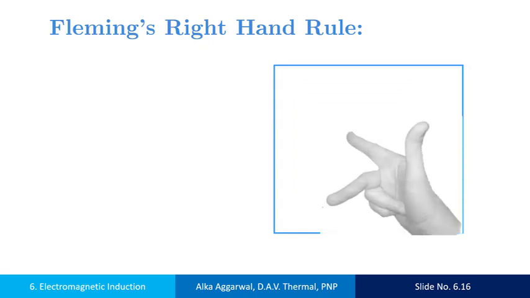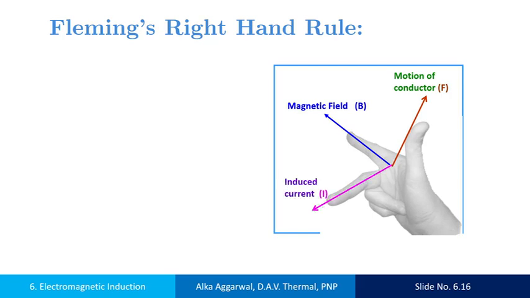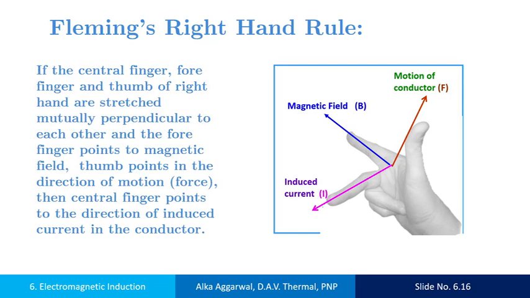When we stretch the thumb, forefinger and the central finger of our right hand in such a way that they are mutually perpendicular to one another, and the forefinger points in the direction of the magnetic field, the thumb points in the direction of motion of the conductor, then the central finger will give the direction of induced current. It is Fleming's right hand rule, which is also known as the motor rule or the generator rule.